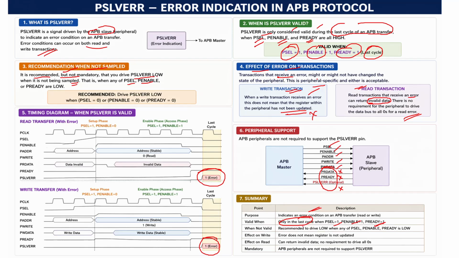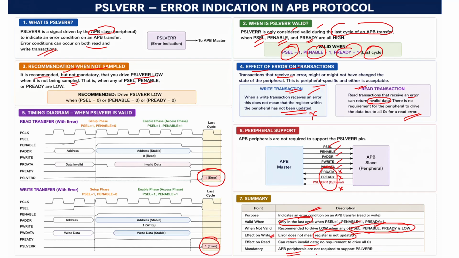When PSELECT, PENABLE and PREADY are all low, that is not valid. An error on a write transaction does not mean the register is not updated, so your register is not being updated. That gives an error during a write operation. And for a read operation, while you are receiving invalid data, that means you are getting a negative acknowledgement, and slave error should be 1. At that time you are receiving a garbage value.